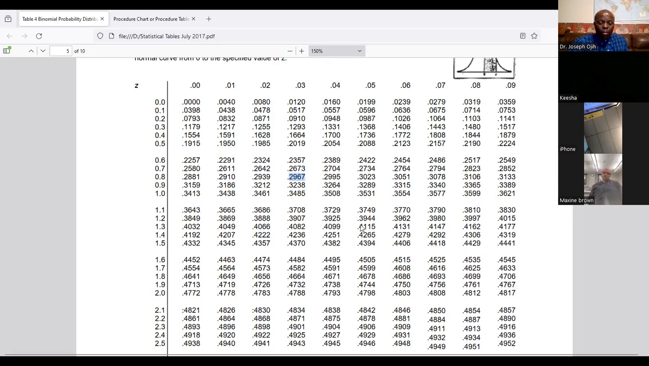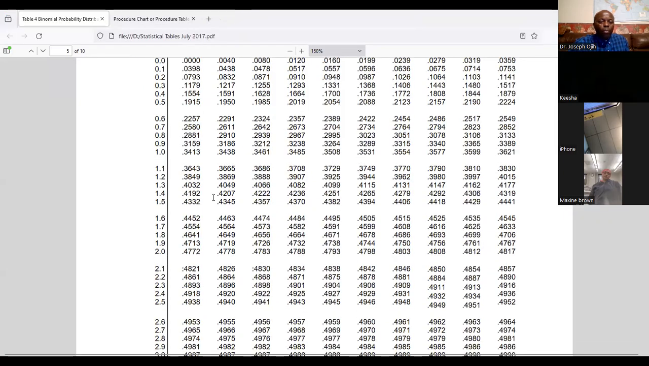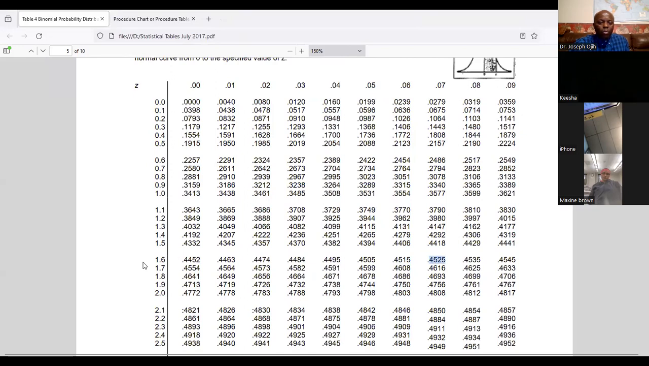Next one we're looking for is 1.67. So 1.67 goes to 1.6, but you have to go under 7. I see the 7 right there. So for 1.67, I have 0.4525. We can write both of them in our workbook.